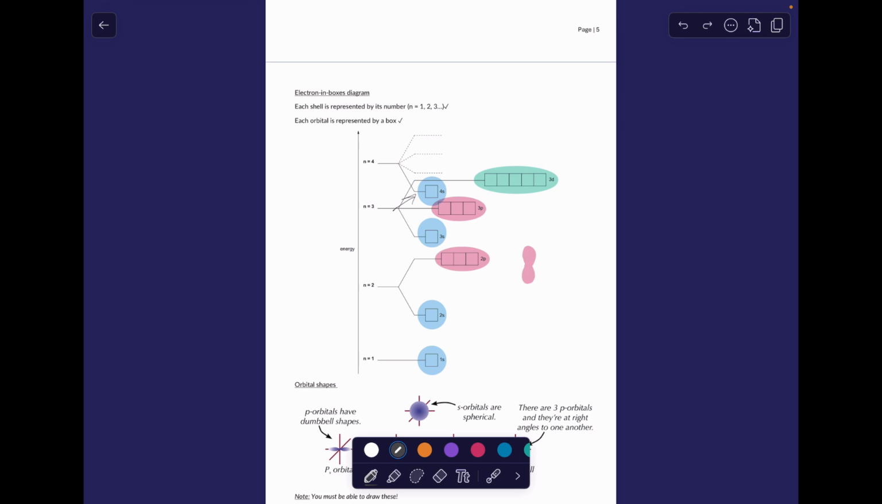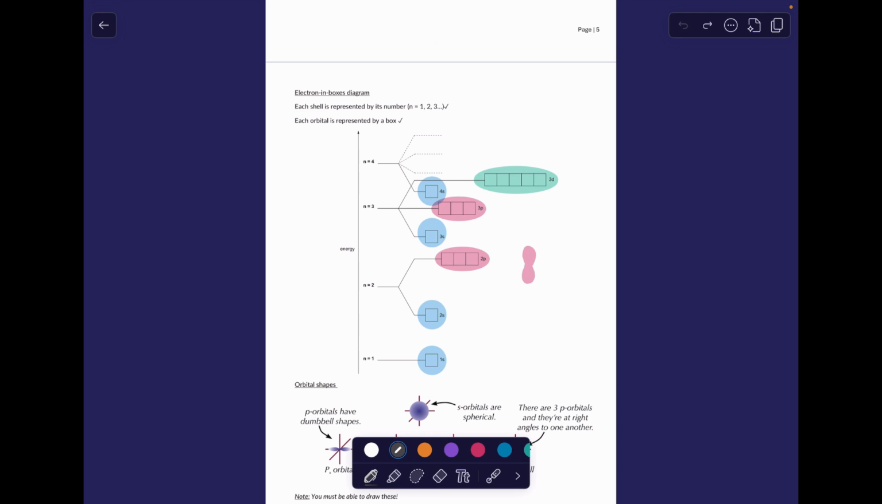Each of these shells is represented by a number. So you can see here, this is 1, this is 2, well, these are 2, these are 3, and this is 4. So it goes up by that. And then each of those has subshells, which is going to be the S, the P's, and the D's. And then each of those has orbitals. So every box here is an orbital. And that's how we're going to break that down. So there's some of the key terms and what they actually look like.